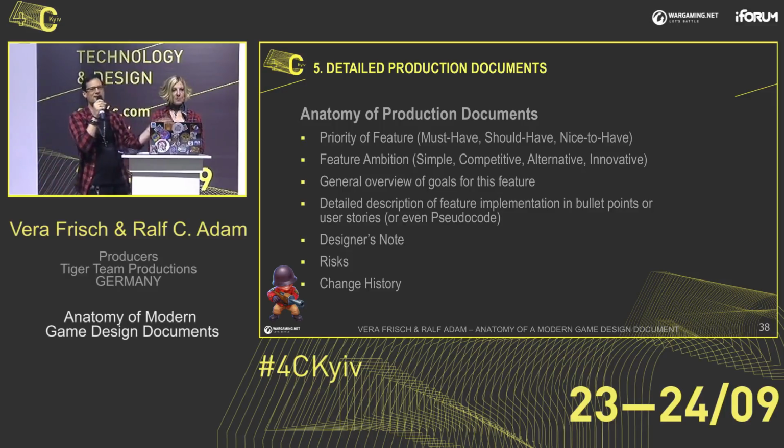You can put that in the designer's note, but never put it into the implementation. The implementation should be a lean description of how it should be implemented by code, by art, whatever. If you want to have some further information, put that into a designer's note. If you already realize, when you're writing that doc, that something might be risky, or there are things you're not sure yet how to implement, put it into a special risk section.